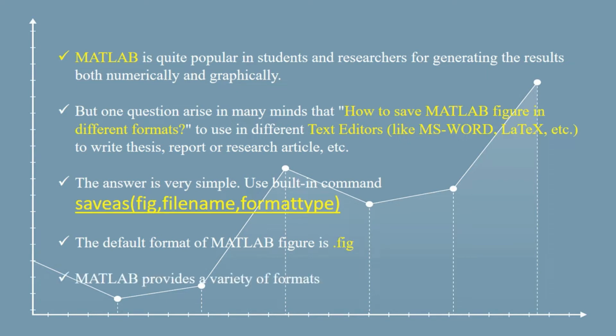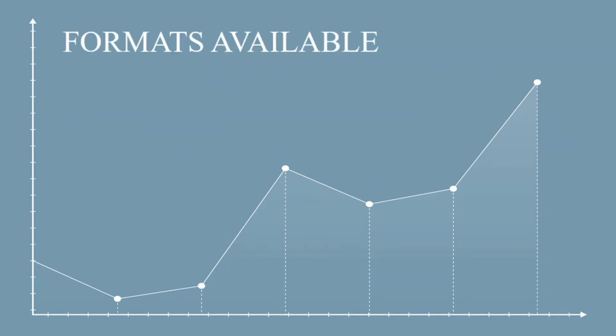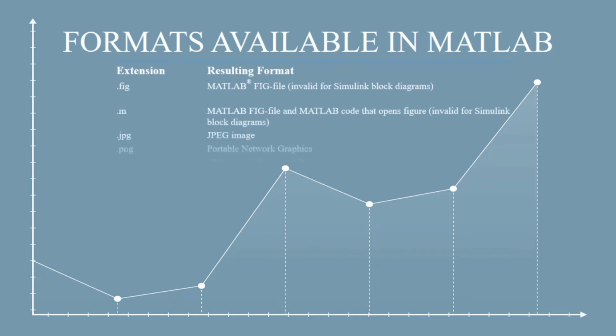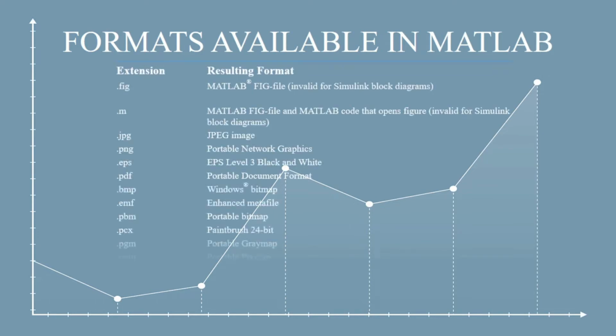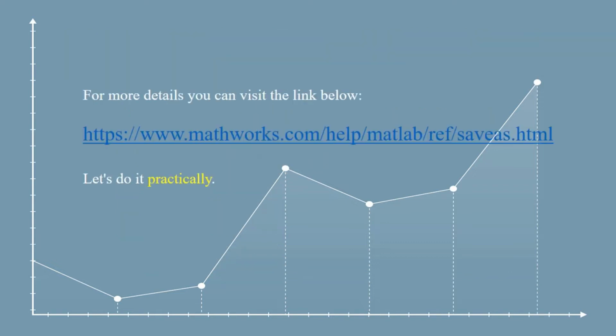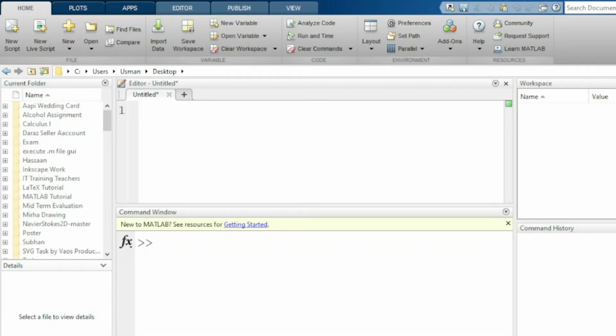MATLAB provides a variety of formats to save your figures. Here is the list of formats available in MATLAB, and a few of them are .fig, .m, .png, .jpg, .bmp, .pdf, or .eps, and so on. For more details, you can visit the link in the description, and let's do it practically. Okay, now let's start with coding in MATLAB.